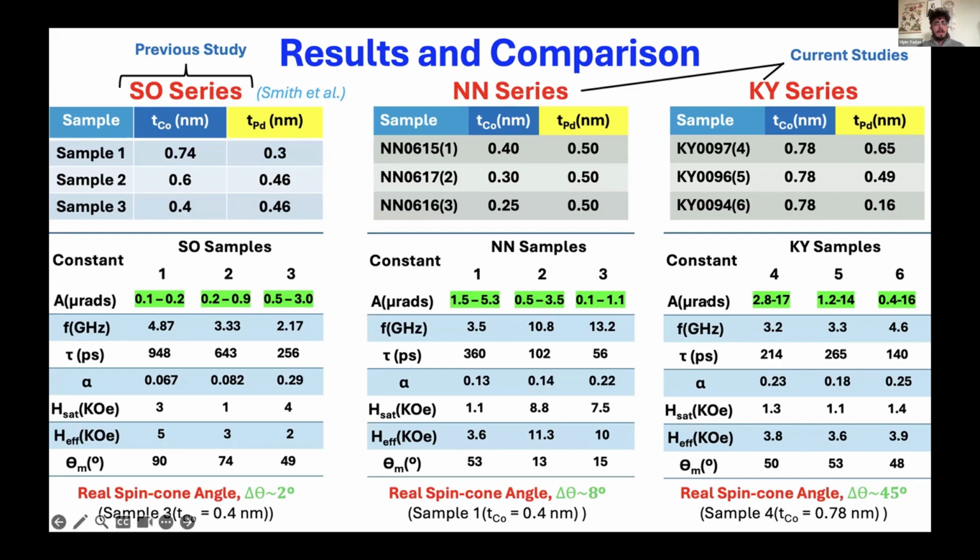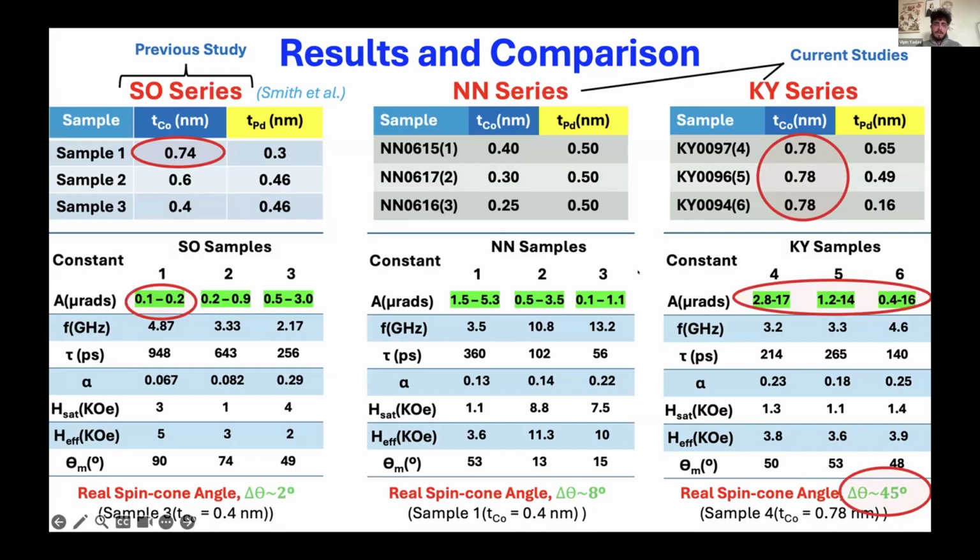Another interesting part is comparing the SO series and the KY series, where the cobalt thickness is about the same, 0.78 nanometer. We see a huge difference between the amplitudes of oscillations, going from about 0.2 to 17 microradian, which leads us to a larger spin cone angle for the KY series, about 45 degrees.